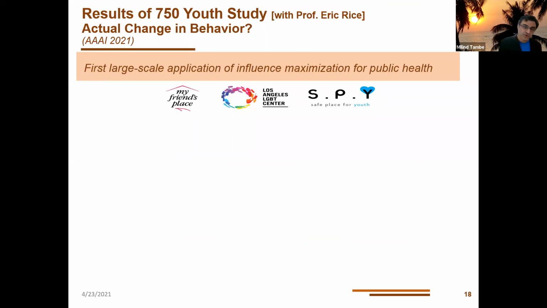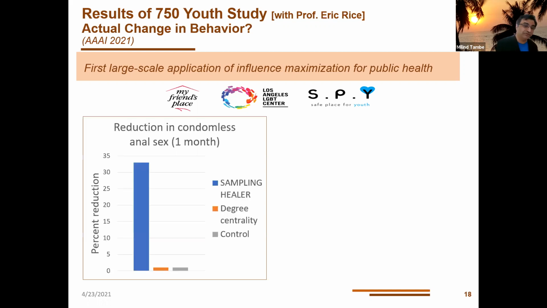We recruited 250 youth in each of the 3 arms of the study. The first arm is Sampling Healer, our algorithm. The second arm is degree centrality, the more traditional approach that gets used. And then the third arm is no intervention at all. And we recruited peer leaders, had them spread information. At the end of 1 month, we looked at change in behavior. At the end of 3 months, we looked at change in behavior. And here's what we found.